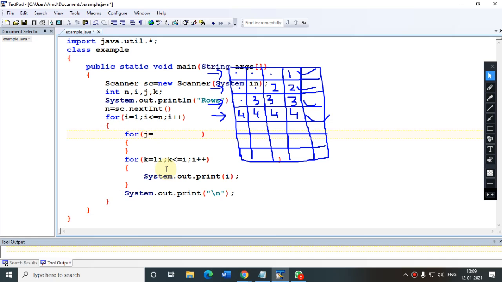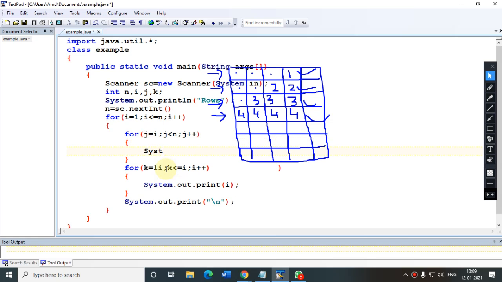Or there are so many ways like this. Less than n, j plus plus. This is also correct if you don't want to use the reverse loop. Okay.